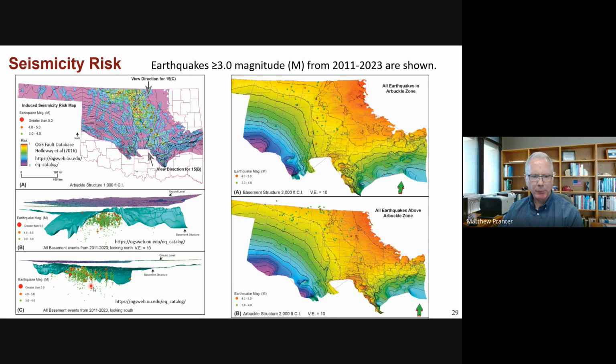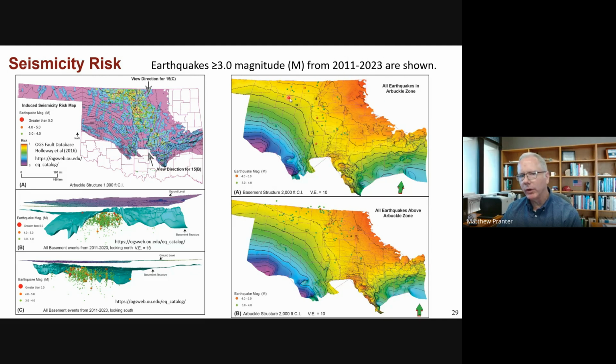And so you can see the spatial distribution of those earthquakes. All the earthquakes greater than or equal to magnitude 3 from 2011 to 2023 are shown. And then you can see where some of these earthquakes are relative to the Arbuckle. This shows all earthquakes that would be within the Arbuckle zone during that time period.